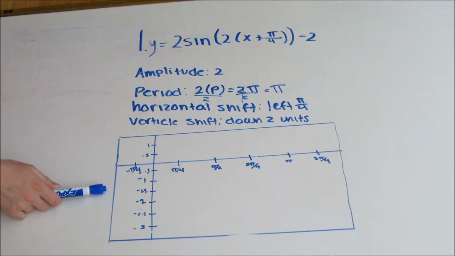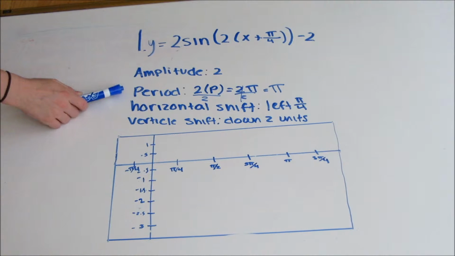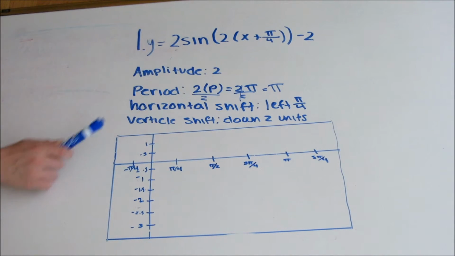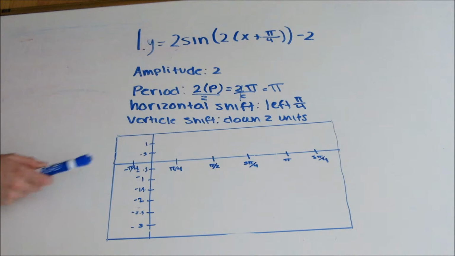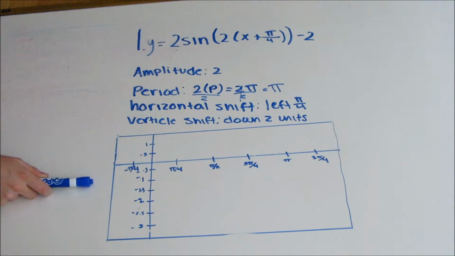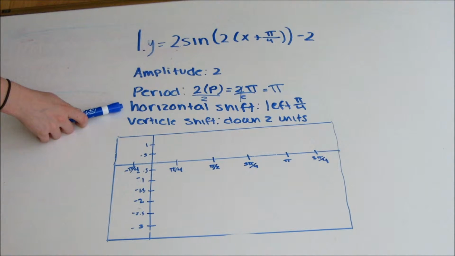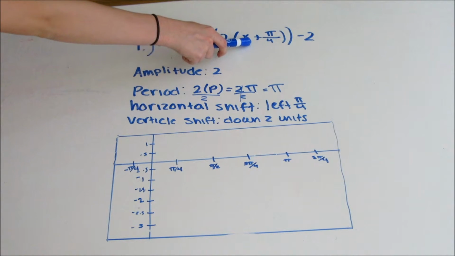So we've drawn a graph below to demonstrate the equation that we're about to form. We're going to start with our period, which is equal to pi. One full cycle of the function will get done in pi radians, because that is the distance. However, as you can see, the horizontal shift is left pi over 4. And the reason it's left is because there's a plus sign in front of pi over 4.